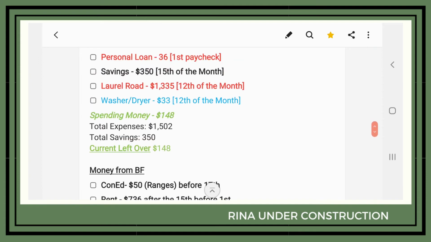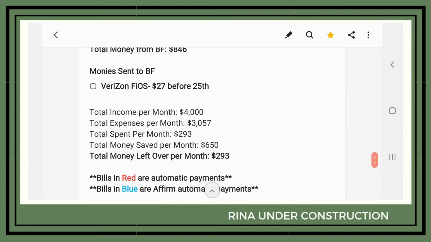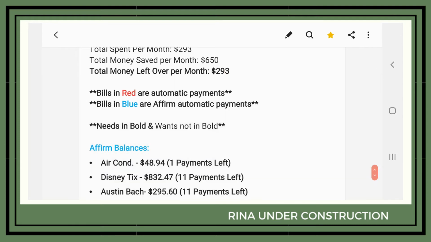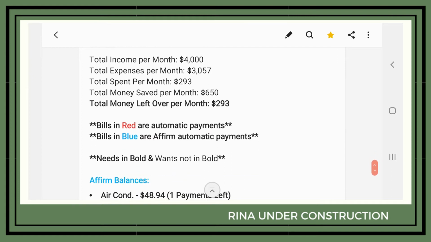And then I put total spent per month. Those were the numbers that were in green. Spending money here and then spending money here. And I got 293. And then total money saved per month, same thing. The 300 from paycheck 2 and 3, and then the 350 from paycheck 1 and 4. And then total money left per month. So basically I keep the same thing like with the other sections. As I'm spending money, I'm changing this until it hits 0.